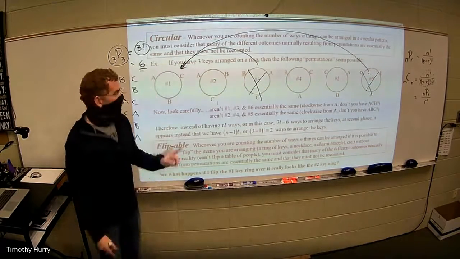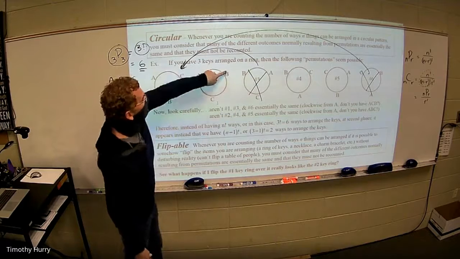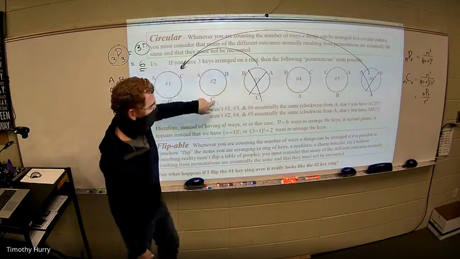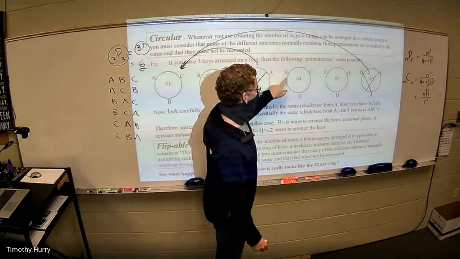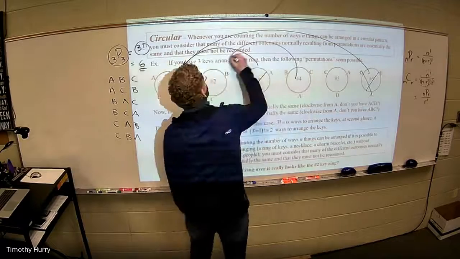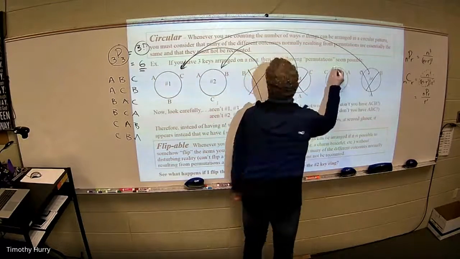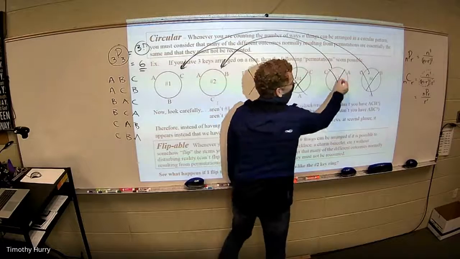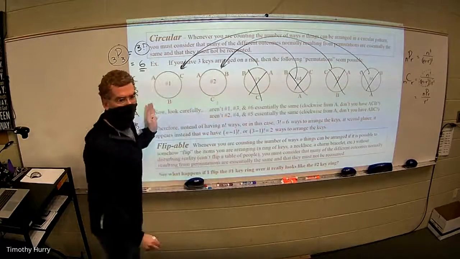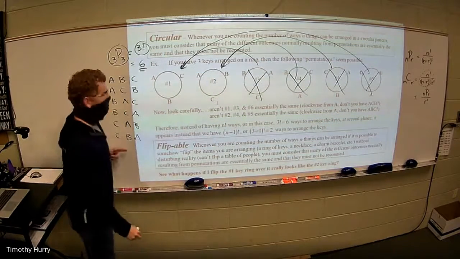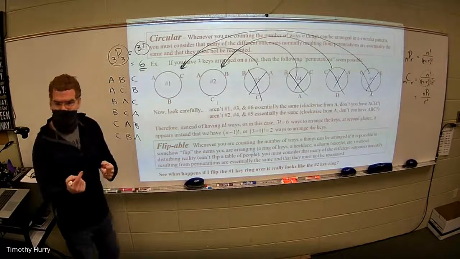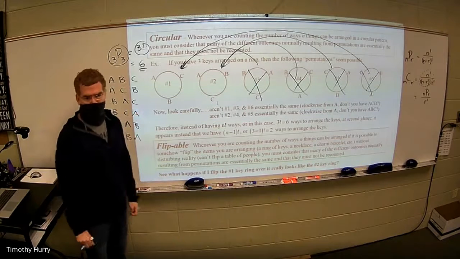Are you with me? Or what about this one? I have B to the left, C to the right. But look at this. B to the left, C to the right. Right here, B to the left, C to the right. So the reality of it is I really don't have 3 factorial situations when they're circular. I just have 2 factorial.